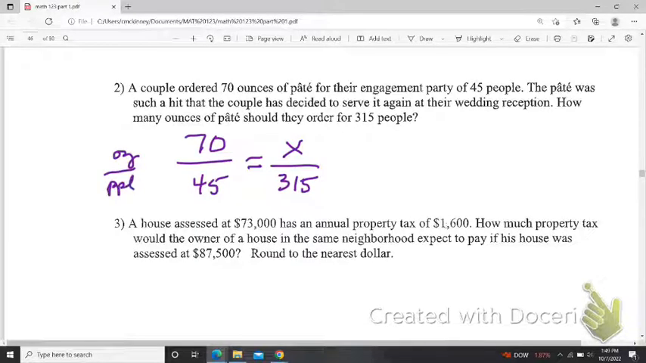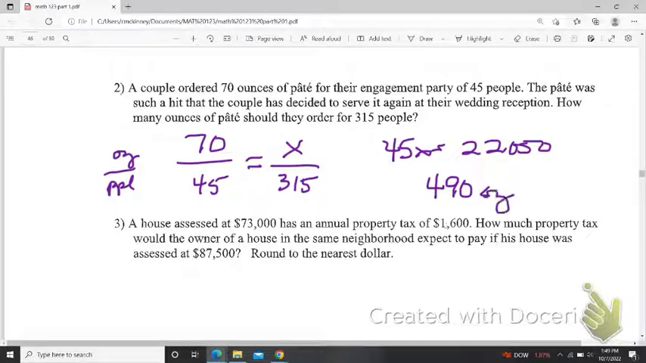So now I'm going to, again, cross multiply. 70 times 315 is 22,050. Divided by 45, 490 ounces. Now, if you maybe recognize that 315 is 7 times 45, then you could do 7 times 70. You still get 490.